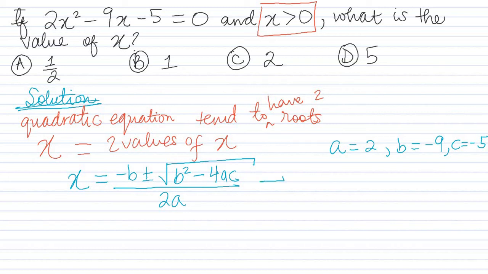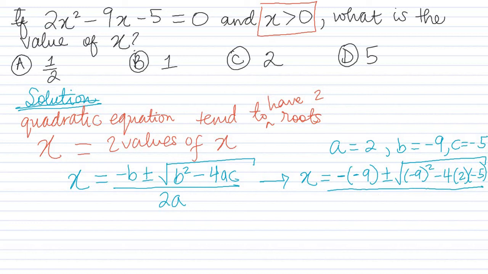So that would be x equals negative 9 plus or minus the square root. B squared here would be negative 9 all squared, minus 4 times 2 times negative 5, all of that divided by 2a, so 2 times 2. So x equals negative 9, which is the same thing as positive 9, so we're going to have that.